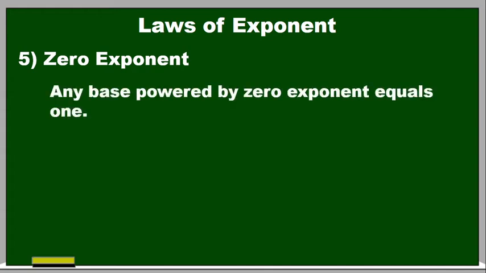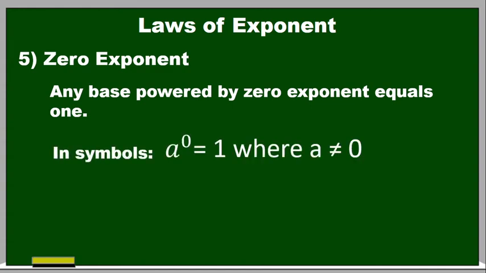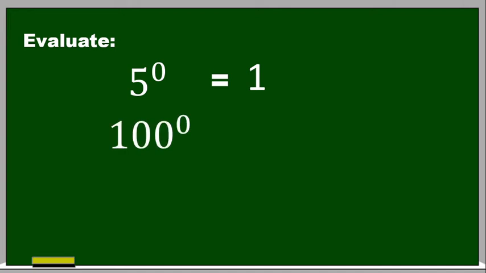Another law of exponent, we have zero exponent. Any base powered by zero exponent equals 1. In symbol, we have a raised to 0 power is equal to 1 as long as a is not equal to 0. For instance, if we evaluate 5 raised to the 0 power, it is equal to 1. 100 raised to 0 power is also 1. Same is true for 22 raised to the 0 power, we have 1.